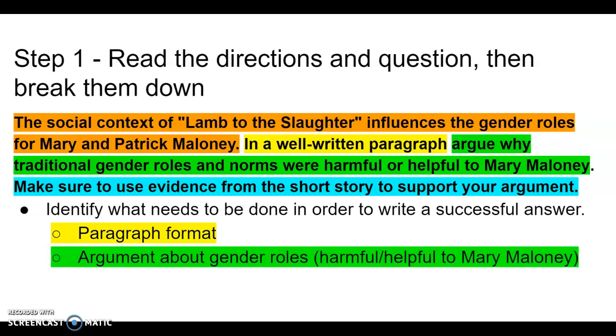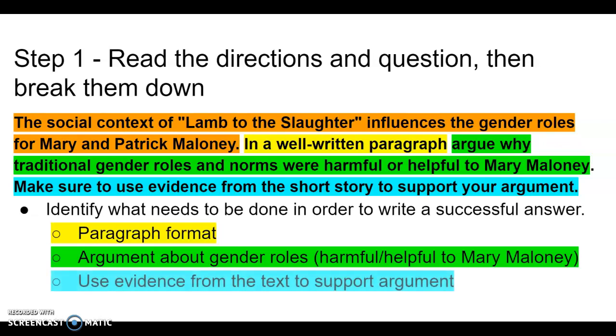What do I need to do? Well, green tells me that I need to form an argument about gender roles, and I need to specifically address the character of Mary Maloney, harmful or helpful to her. Okay, so in terms of a paragraph, I know what I'm doing, an argument about gender roles, but I also need to look at the fine details of how they want me to support that argument.